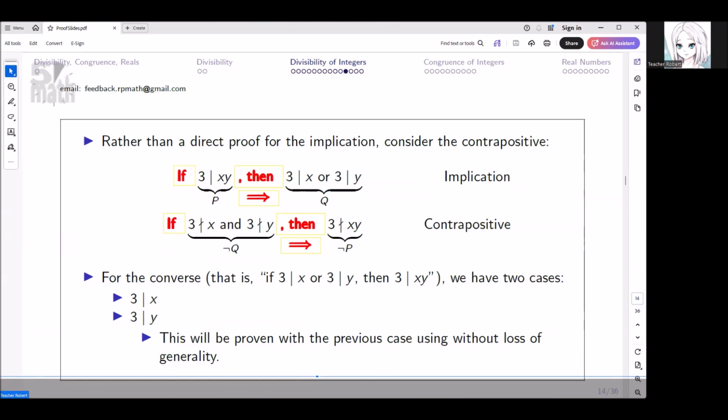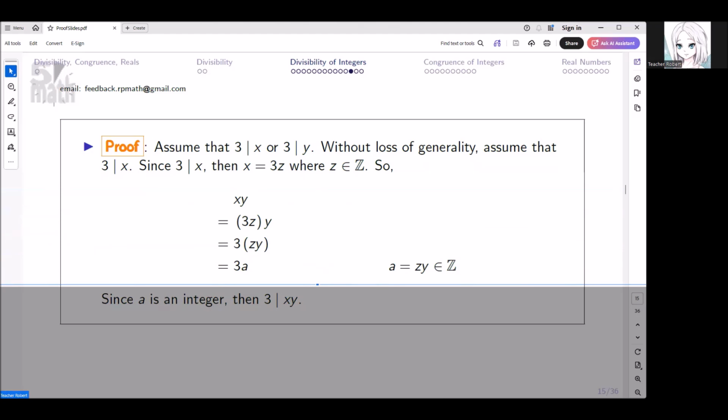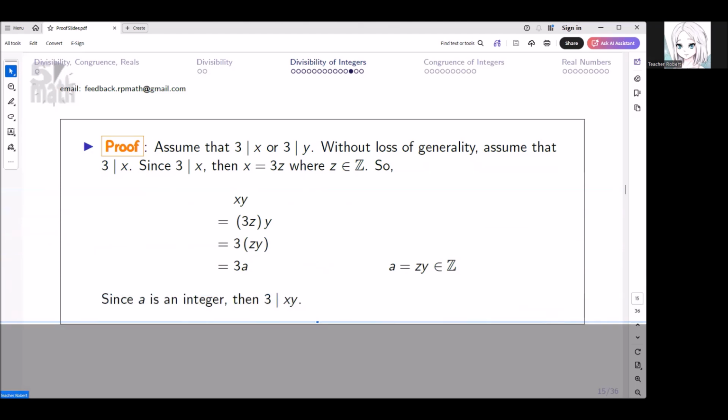For the converse, that is, if 3 divides x or 3 divides y, then 3 divides xy, we have two cases: 3 divides x, 3 divides y. This will be proven with the previous case using without loss of generality. Proof. Assume that 3 divides x or 3 divides y. Without loss of generality, assume that 3 divides x. Since 3 divides x, then x equals 3z, where z is an element of the integers. So, we have the following. Since z is an integer, then 3 divides xy.